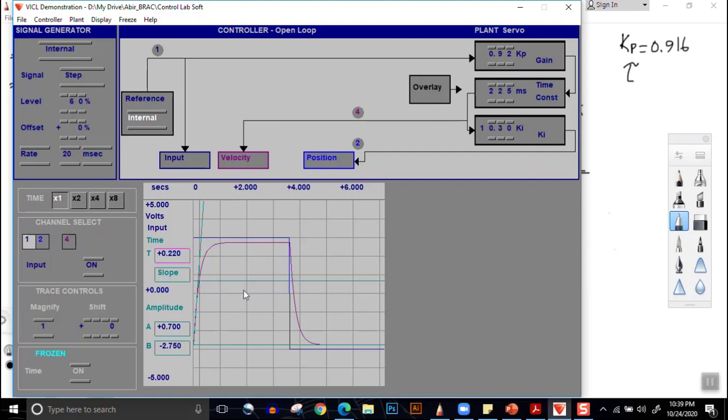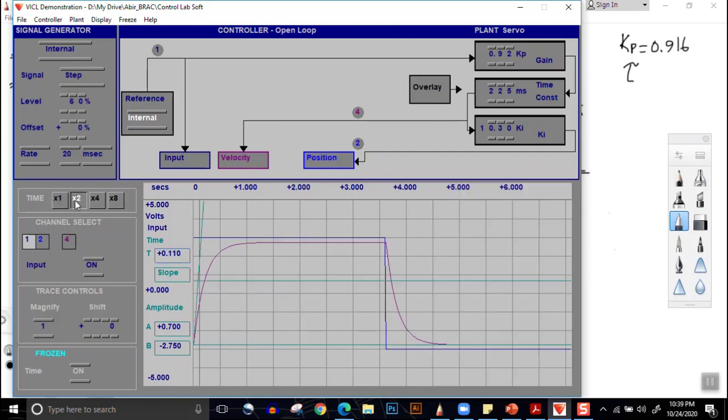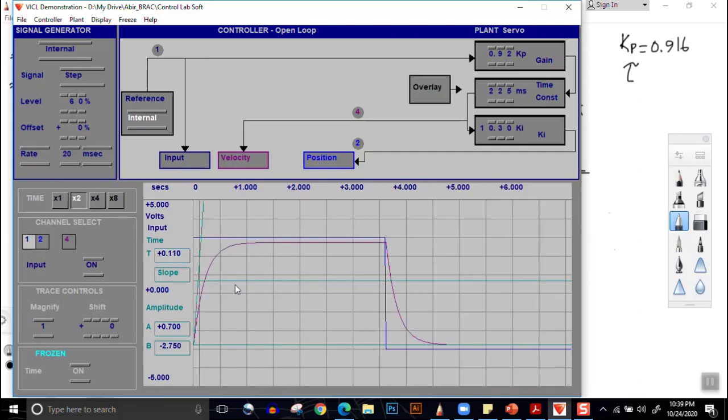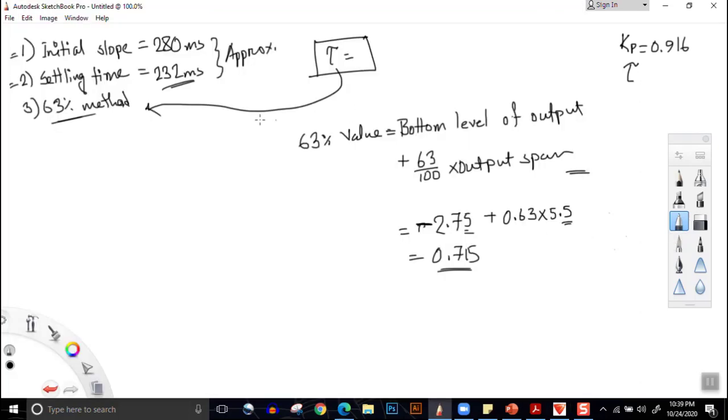So I am clicking this into 2 so that I can zoom into it, and by zooming into it I can just change it. This is our 0.7. This is our 0.7. So this almost gives 230 milliseconds. Here we can see that they intersect at 230 milliseconds. So by the 63% method, the time constant that we find is 230 milliseconds.